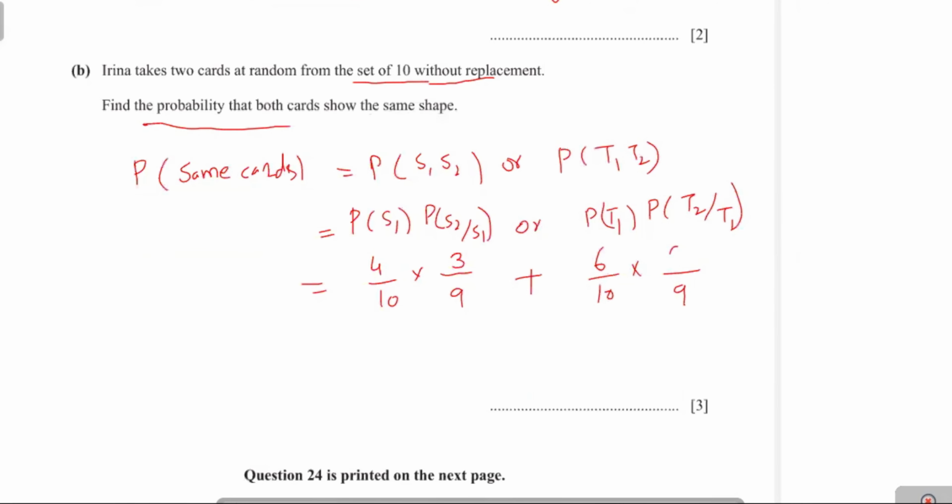We write 5 over 9, and that is 12 over 90 plus 5 6s are 30 over 90, and this is 42 over 90, and we can simplify. Now 7 over 15, that's the probability both cards show the same shape. Now this is the answer.